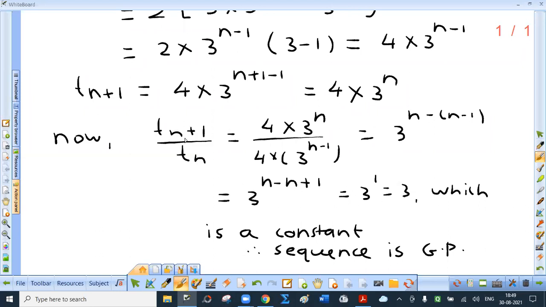Put n equal to 1, t2 upon t1 is 3. Put n equal to 2, t3 upon t2 is 3. Put n equal to 99, t100 upon t99 is 3. Yes, it is constant. So the sequence is a geometric progression.